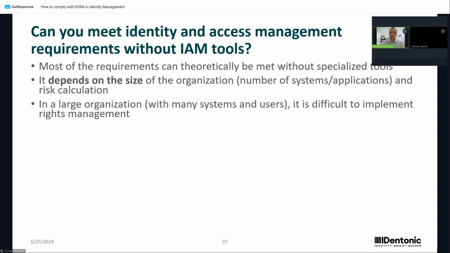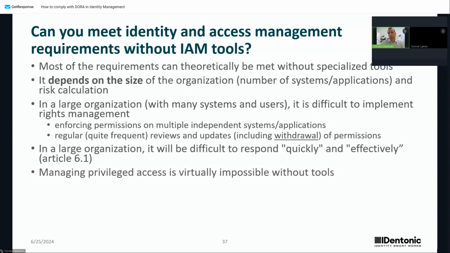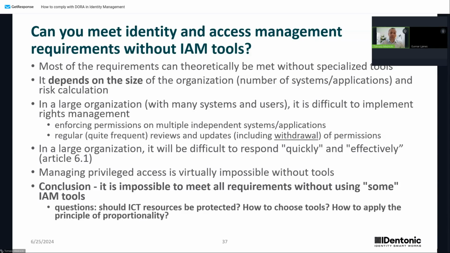Yeah, in large organizations, it's difficult to implement rights management. That's what I mentioned. And in a large organization, it will also be difficult to respond quickly and effectively. Actually, if we go back to Article 6.1, it mentions that you need to set up a risk management framework which can respond quickly and effectively. So obviously for a big organization it might be challenging. Managing privileged access is virtually impossible without tooling. That's what I've said. So you need to have some tools, in my opinion, at least.